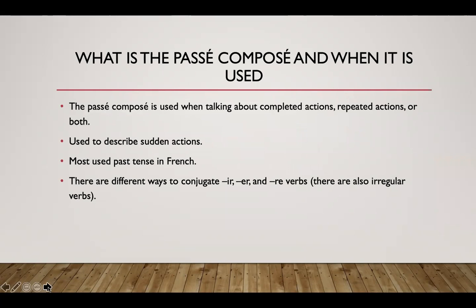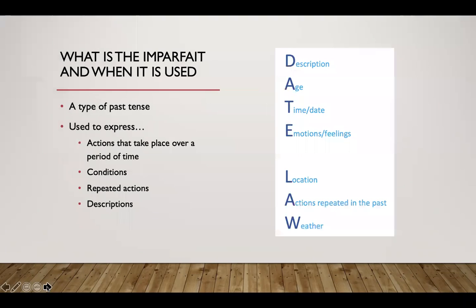So what is the Passé composé and when is it used? You use it when you are talking about completed actions, repeated actions, or both. A really helpful thing to know is that you always use it to describe sudden actions. It's a really important tense to know because it's the most used past tense in the French language. You should probably already know this, but there are different ways to conjugate the passé composé, and it depends on whether it's an IR verb, an ER verb, or an RE verb, and there are also irregular verbs that you need to remember.